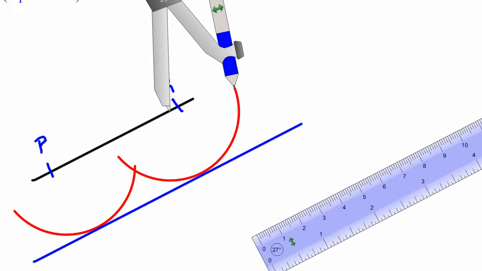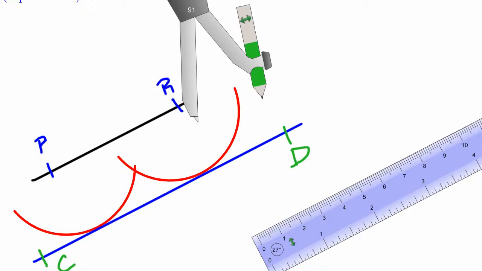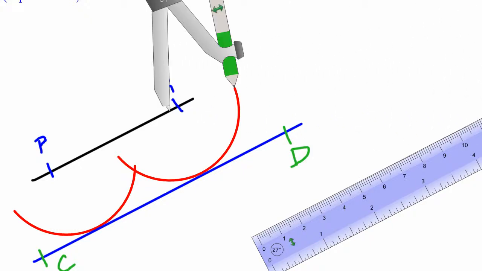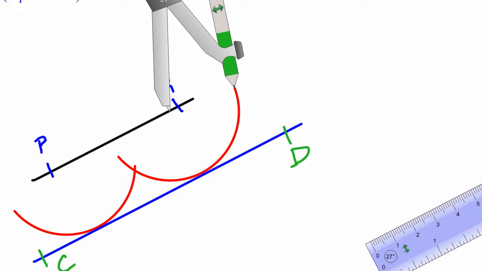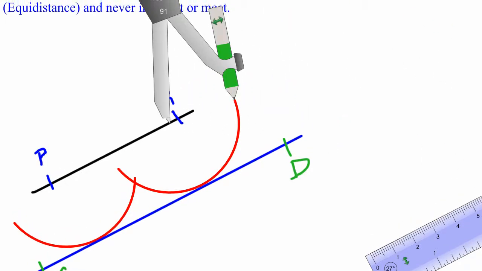And I could give this line a name. Let's say, for example, I call it CD. So in books you may see that, let me move my compass up here. Sorry, my bad, my compass. So let's move the compass and the ruler a bit so that we can see what is happening, and pull this up a little bit.